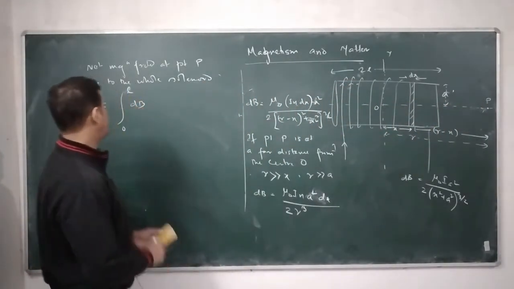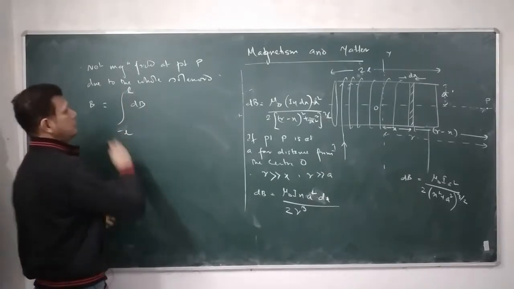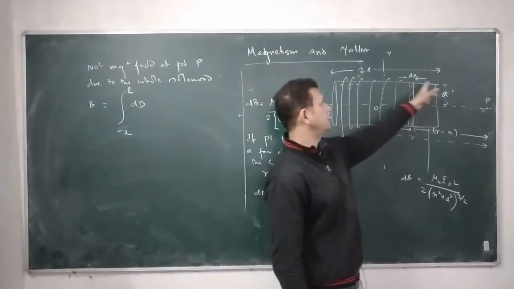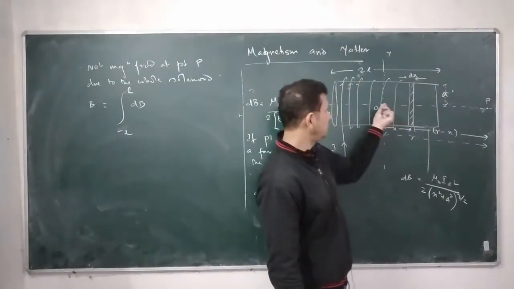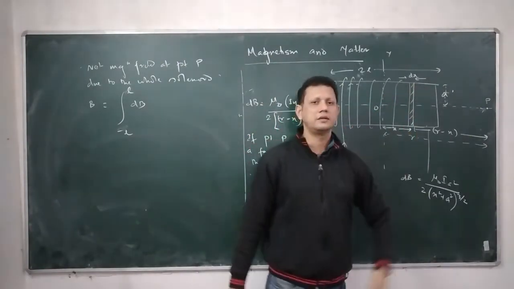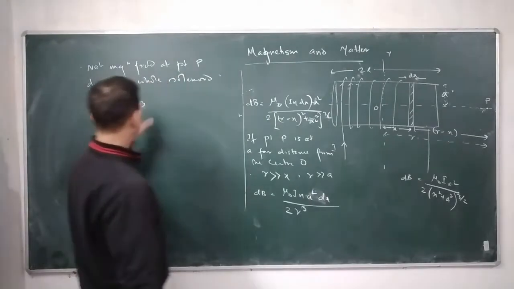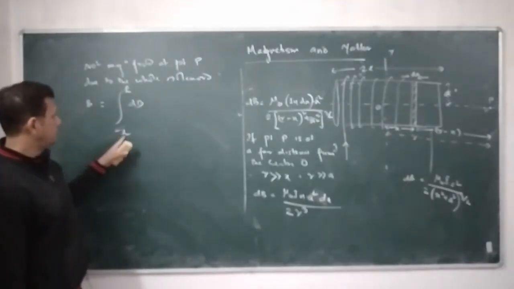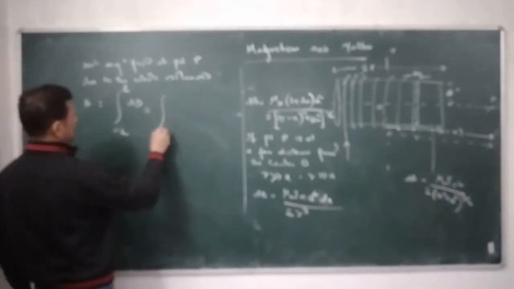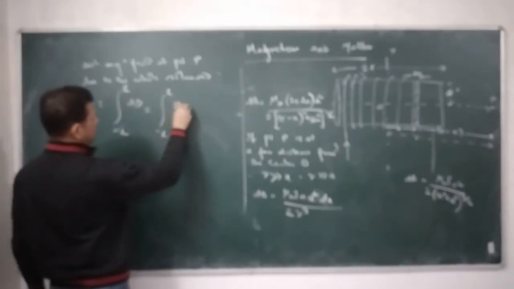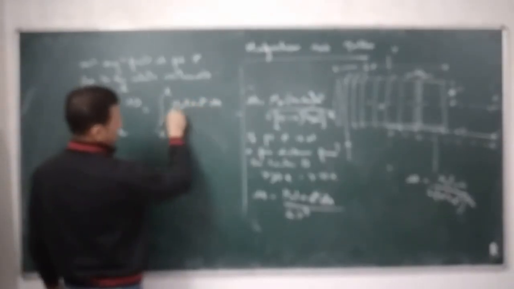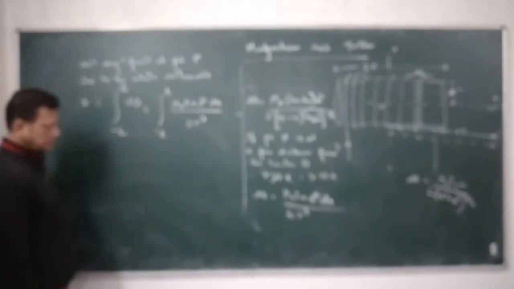Definitely you have to do the integration from minus L to L. From here to this side it is minus L, and from here to this side you can take it as plus L, because this is the origin considered here. Towards the left you take negative, and towards the right you take positive. So this is the integration: lower limit is minus L and upper limit is L. Now put the value of dB there: integral from minus L to L of mu naught I n a square into dx divided by 2r cube.